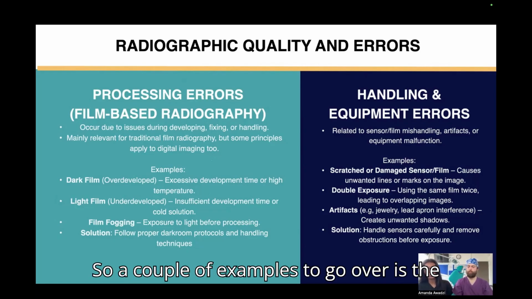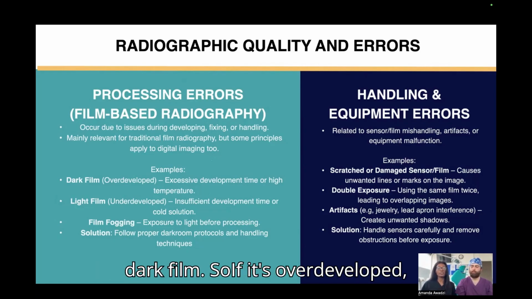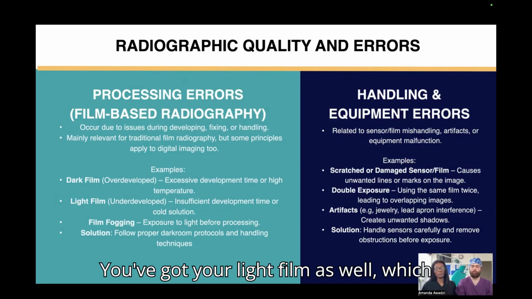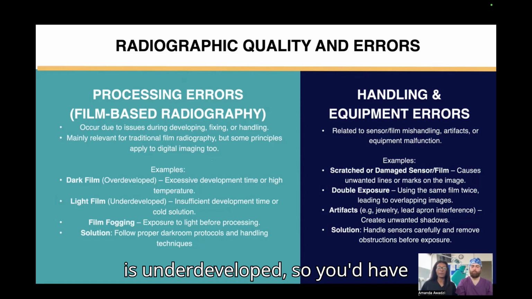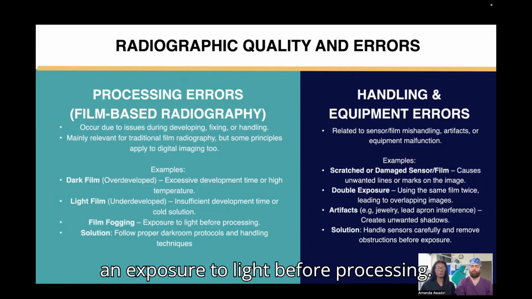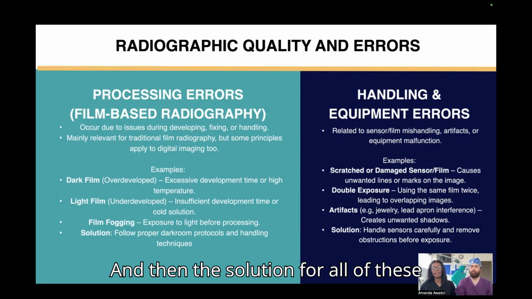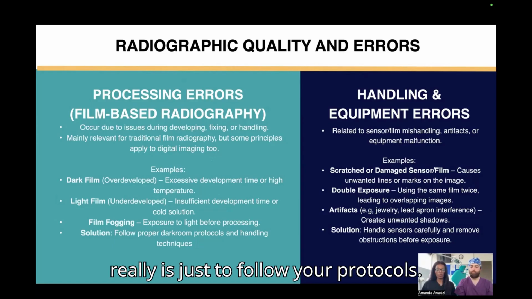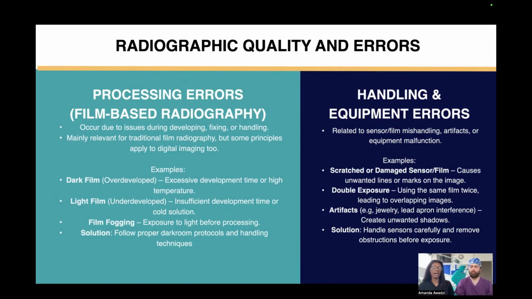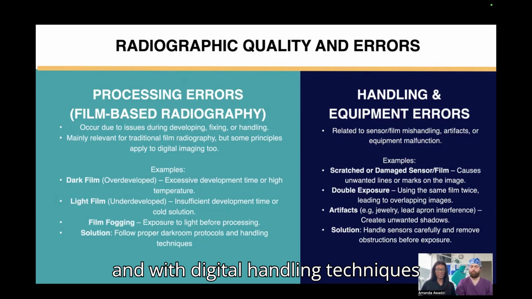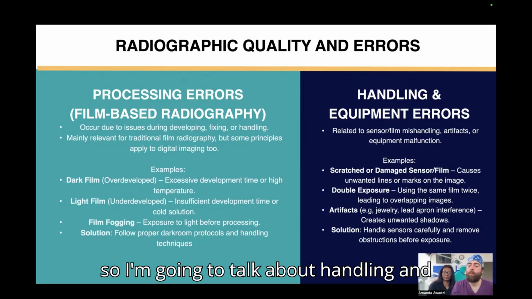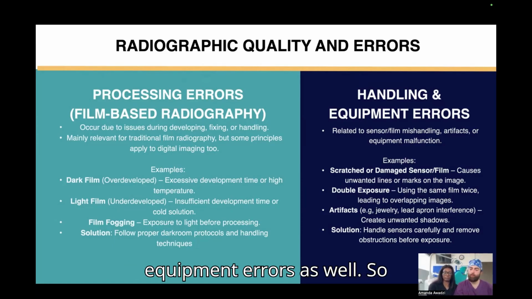A couple of examples to go over is the dark film. If it's overdeveloped, you'll see there's an excessive development time or high temperature. You've got your light film as well, which is underdeveloped, so you'd have insufficient development time or cold solution. Film fogging, where you can have an exposure to light before processing. And the solution for all of these really is just to follow your protocol. So if you are doing film-based photography, proper darkroom protocols, and with digital, handling techniques and just ensuring that your processor is working well.